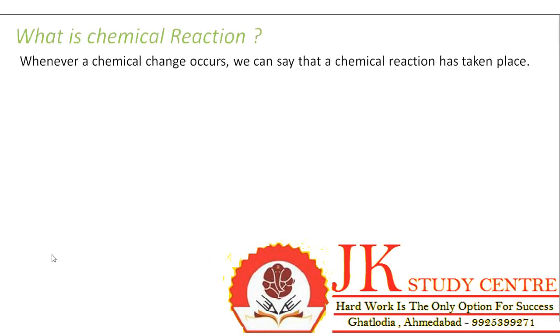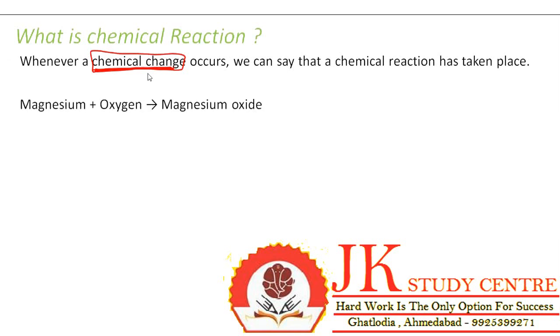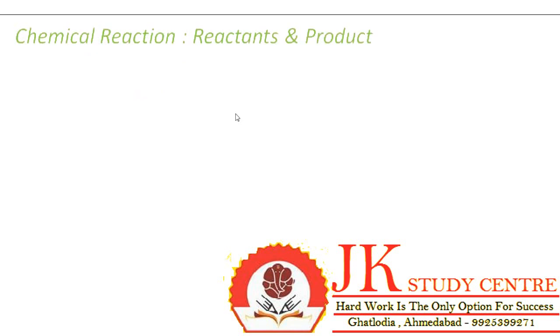So what is a chemical reaction? Whenever a chemical change occurs, please note, whenever a chemical change occurs, we say that a chemical reaction has taken place. In this case, the magnesium was converted to magnesium oxide. This is the definition of chemical reaction in the world of chemistry. Example, magnesium plus oxygen in presence of heat converted into magnesium oxide. So the initial chemicals were magnesium and oxygen that got converted to magnesium oxide. So the chemical change happened in this case, so we call this a chemical reaction.